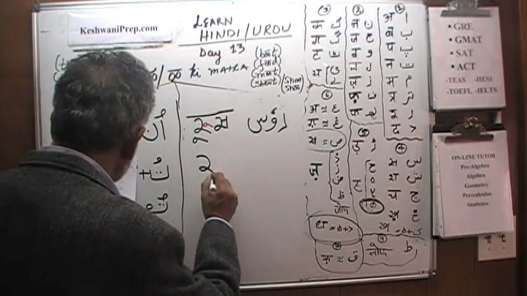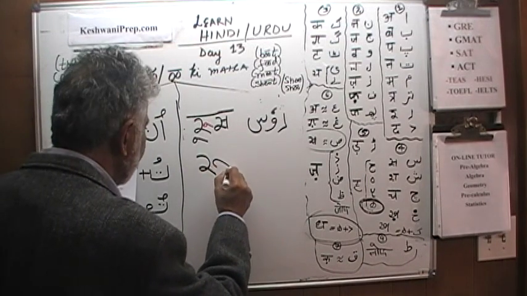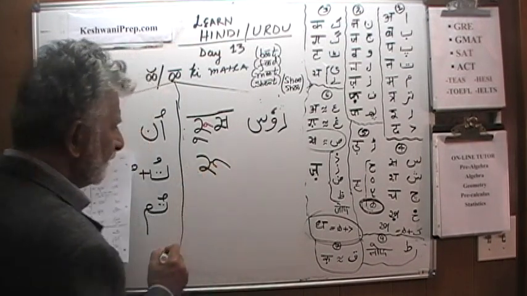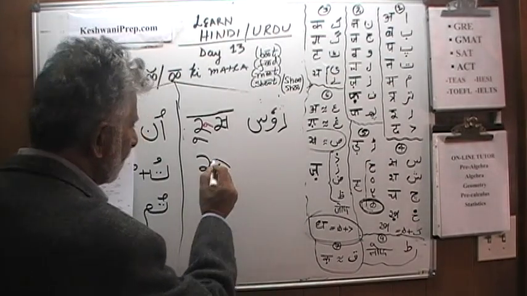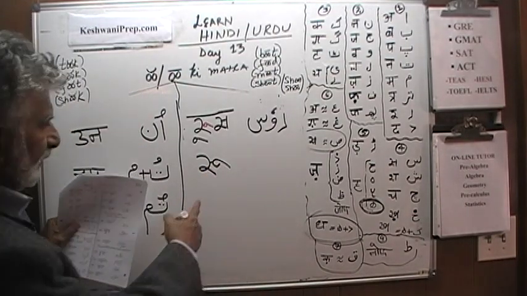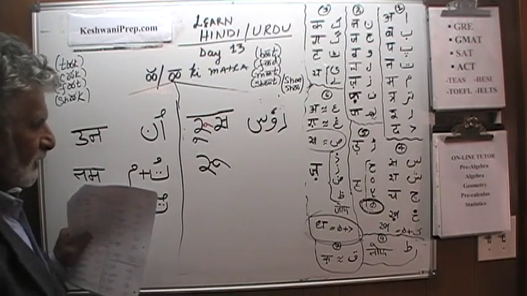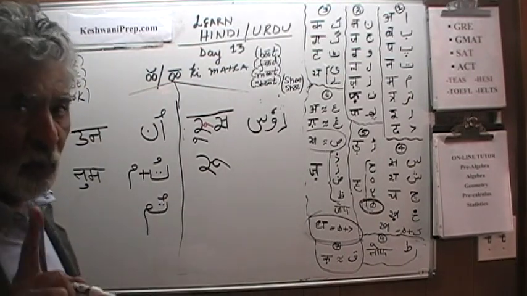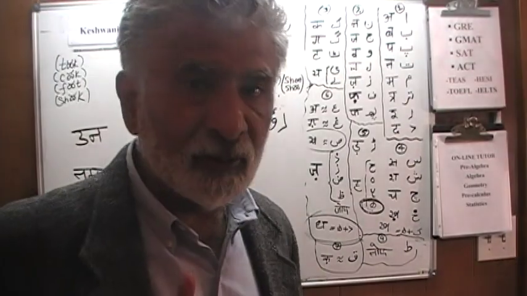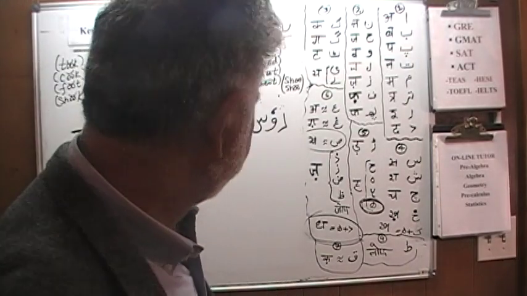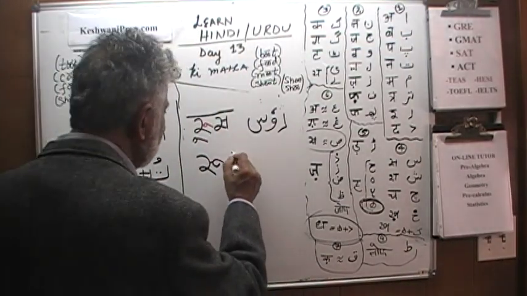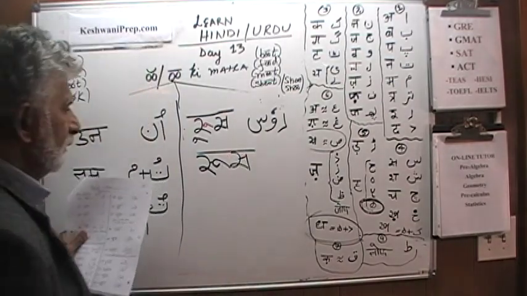So this is R, and it stays like that. Sometimes it connects and sometimes it doesn't have to connect, sometimes it closes, it goes like that. And that is this badi u ki matra. But I don't know why it goes on the side, and it only happens with R. I don't know why, but that's how we write Ru. Ru. So Rus, as in Russia.